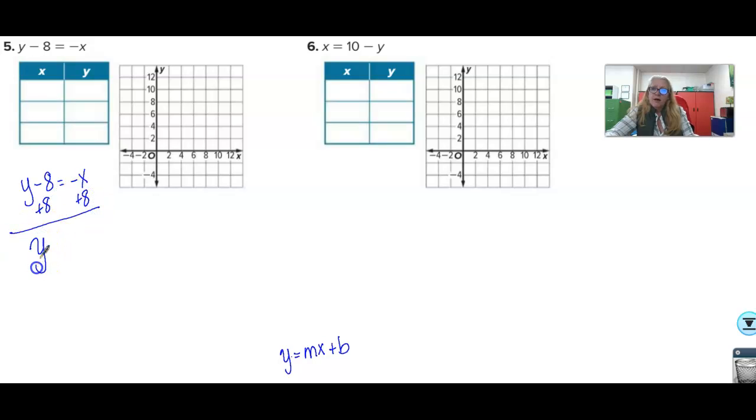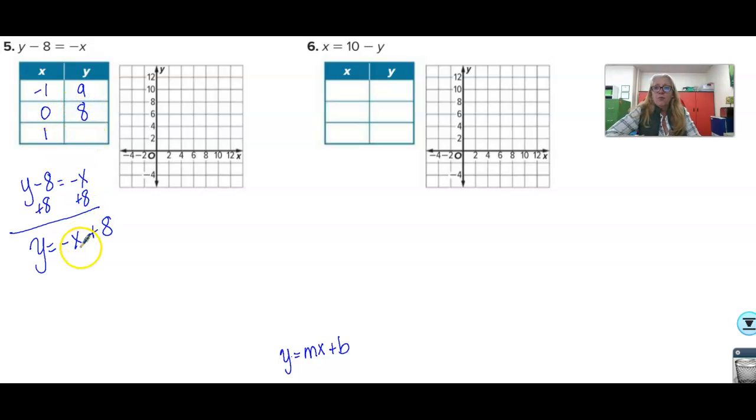What we could do to get this in the correct form is add 8 to both sides. And that gives us y equals -x plus 8. And this is going to be much easier to solve. If we make x be -1, 0, and 1, if we put a -1 in for negative x, what's the opposite of -1? Positive 1. Positive 1 plus 8 is 9. -0 is 0, plus 8 is 8.